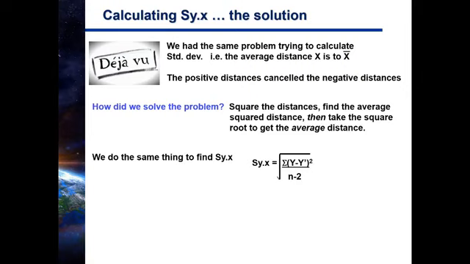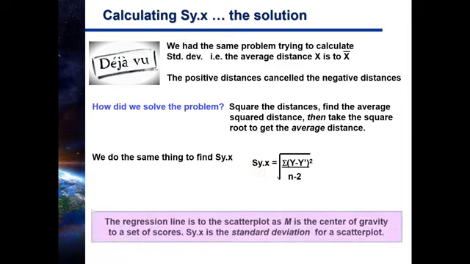Variance was an average squared distance. To get an average distance, we just took the square root of variance. So Sy dot x is basically a standard deviation. But it's not a standard deviation for a data set. It is the standard deviation for the scatter plot.